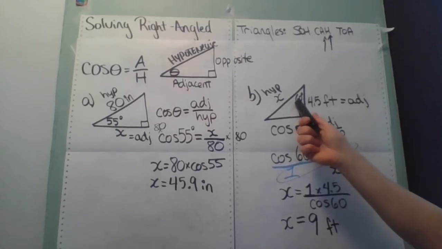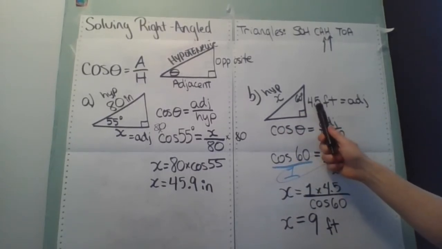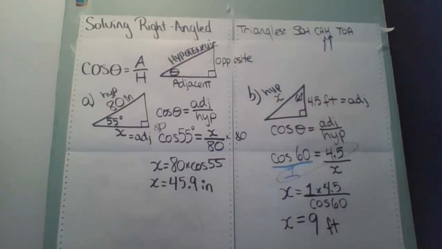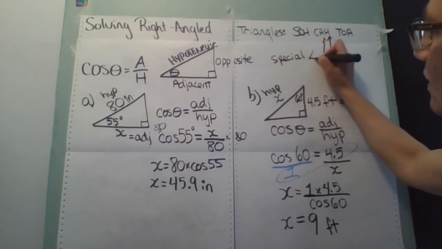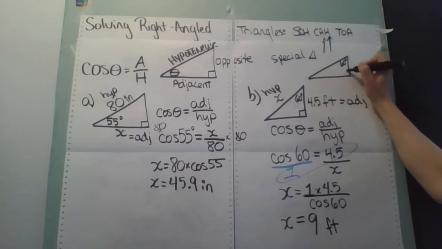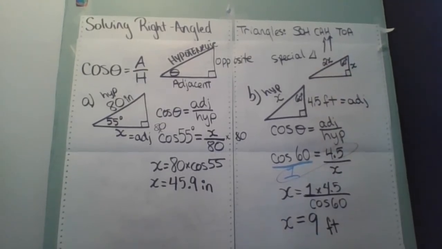60-degree angles are really cool, actually. It's a 1, 2, root 3 relationship. So this side is always going to be half the long side. So the long side is always twice the side beside the 60. It's really cool. Always. Always. This is a special triangle. So any triangle with a 60 degrees here, if this is x, this is 2x. Always. It's really cool.